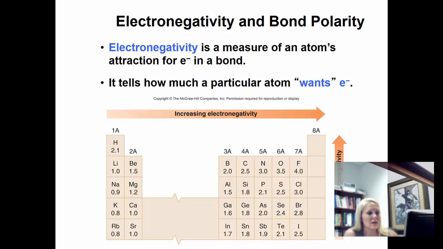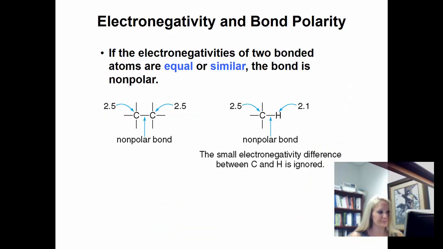And so we can put numbers on this. We can look at differences. If you look at carbon versus fluorine, you have an electronegativity difference of about 1.5, and that's considered large in the scheme of electronegativity.